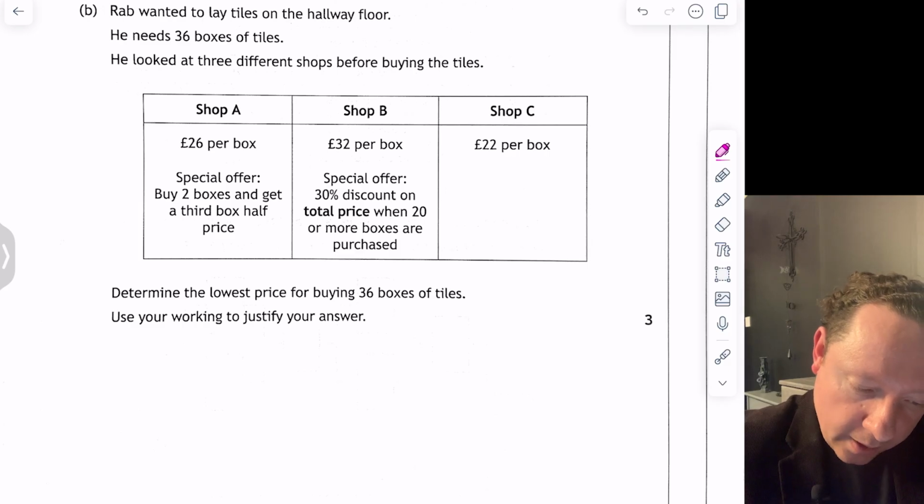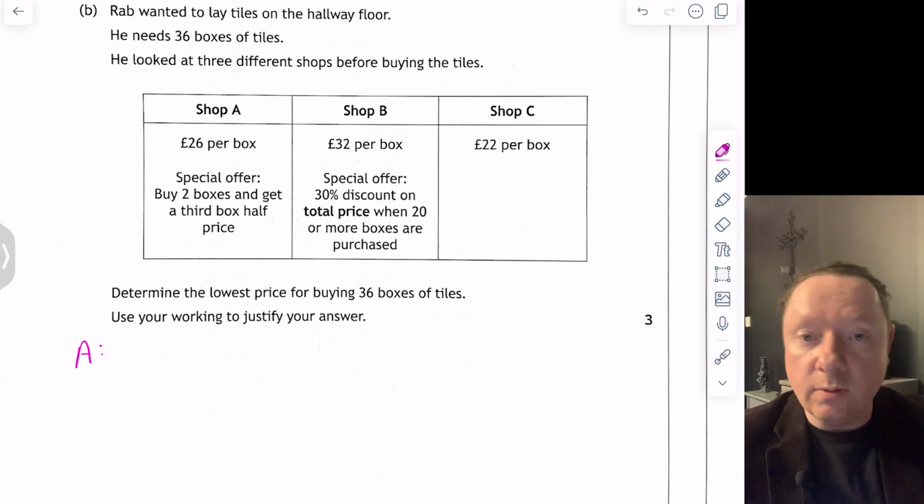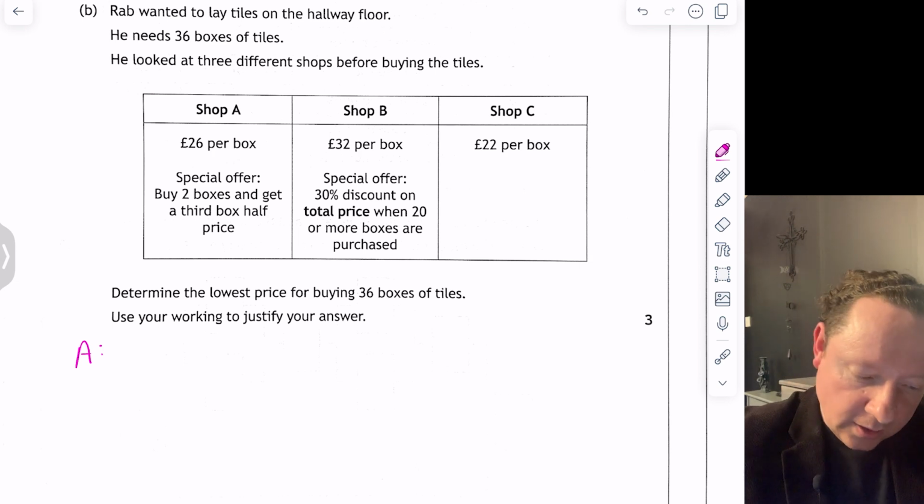It's £26 per box and it's a special offer, buy 2 get a third half price. So if he buys 2 and gets a third half price, we need to work out how many deals he needs. So that's 3 boxes in a deal. So 36 divided by 3. That goes 1 and 2, so 12 deals.